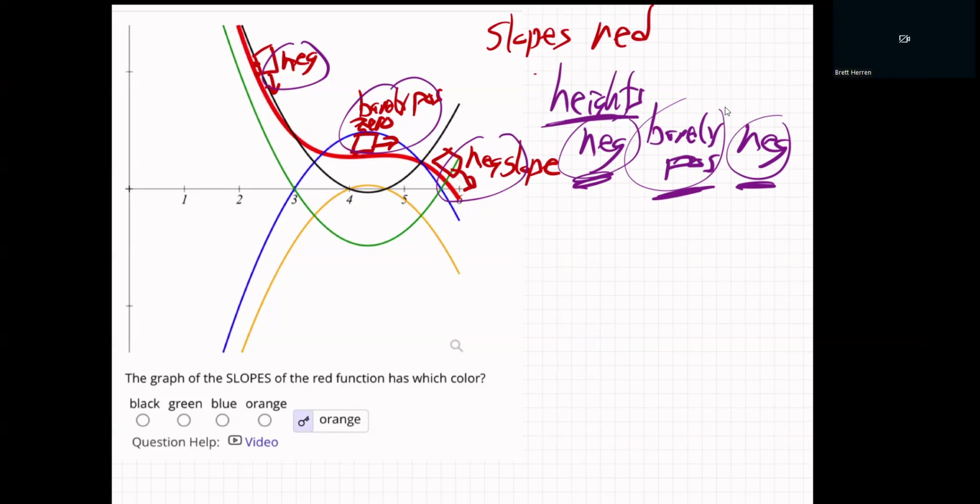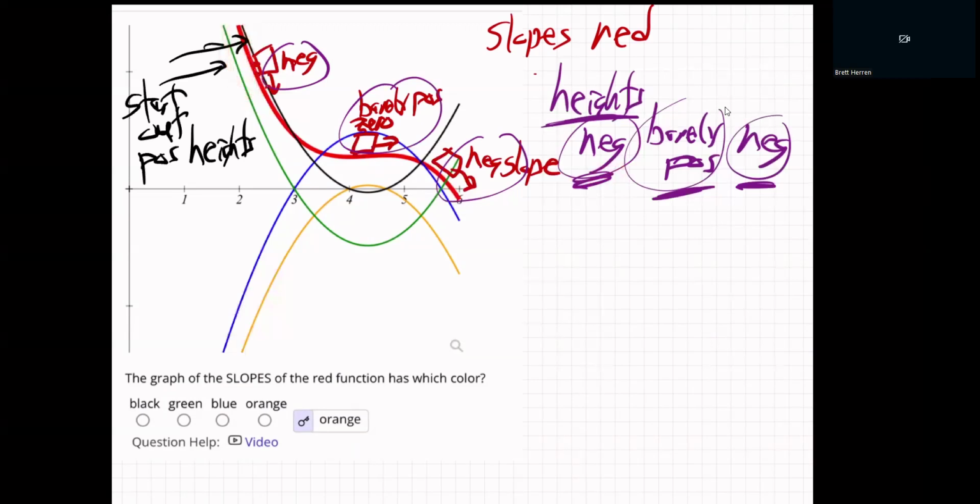Let's take a look. Which function starts out negative? Well, the blue starts out with a negative height, and so does the orange. The green and the black are out right away because they start off with a positive height, don't they? I know what's confusing is that we're changing from slopes to heights. Slopes on the red graph become heights on the other graphs. That's what it means to change from slopes to heights.